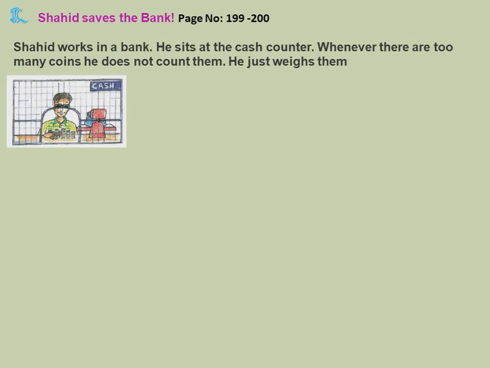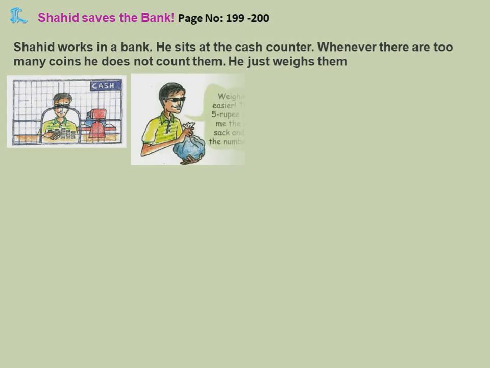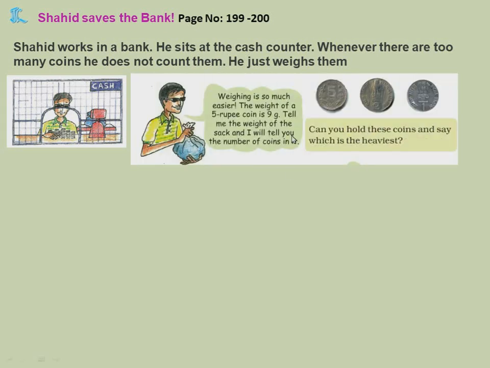Okay, children. Now, Shahid works in a bank. He sits at the cash counter. Whenever there are too many coins, he does not count them. He just weighs them. And you can see that Shahid is busy. Sorry, he will not count, he will weigh them. Weighing is so much easier.